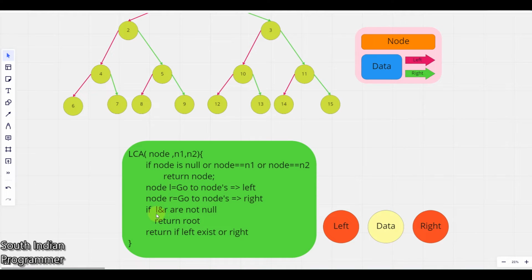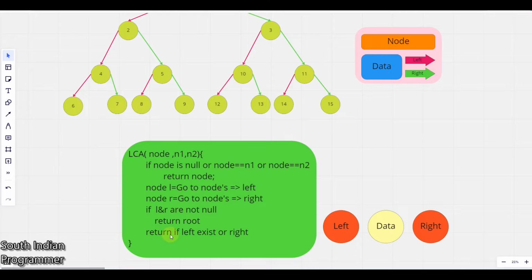When left and right are both not null, we have to return that node. At the minimum level, here it is returning a not null node, and here also it is returning a not null node. So this is the nearest place where these two nodes meet, and we have to return that.